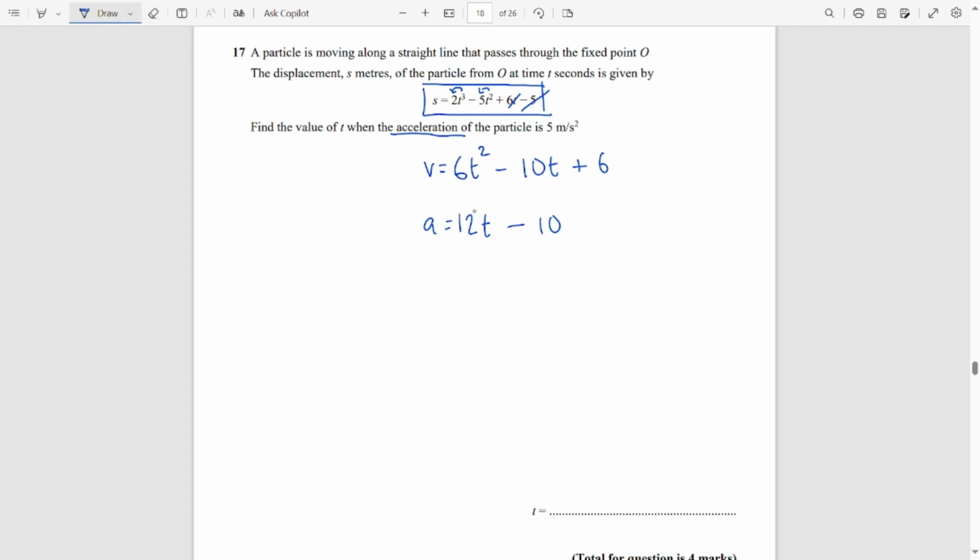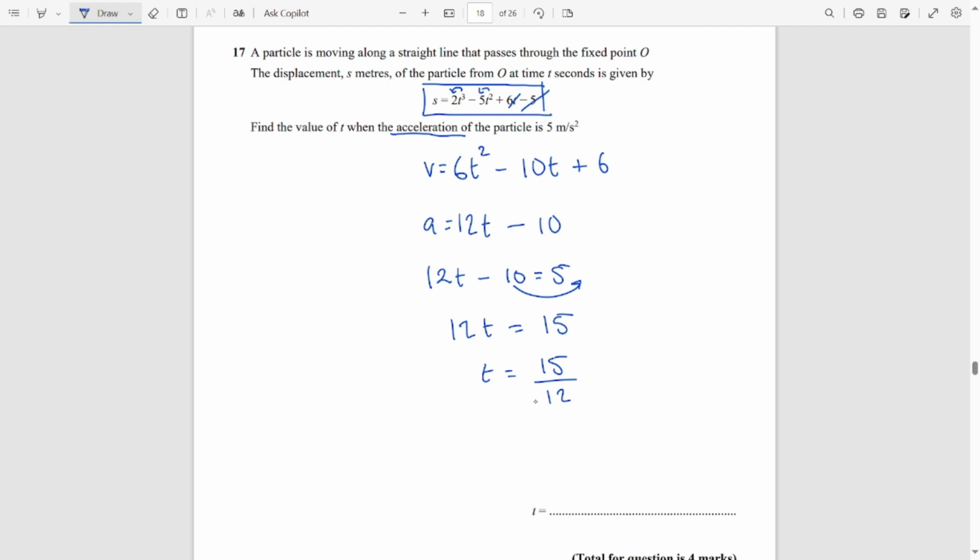Okay, now I have velocity and acceleration. Let's actually look at the question. Find the value of t when the acceleration is 5. So I need to set the acceleration here equal to 5. 12t minus 10 is equal to 5. And now we are solving this. So 12t, I'm going to add 10 over here. 12t is equal to 15. And then I divide through by 12. So t is 15 over 12.